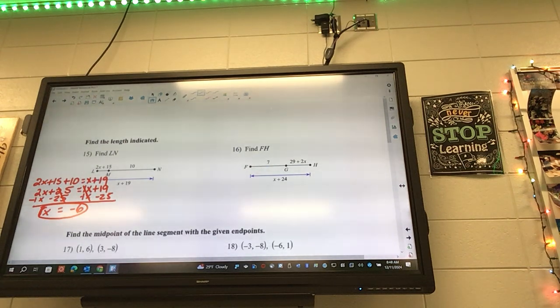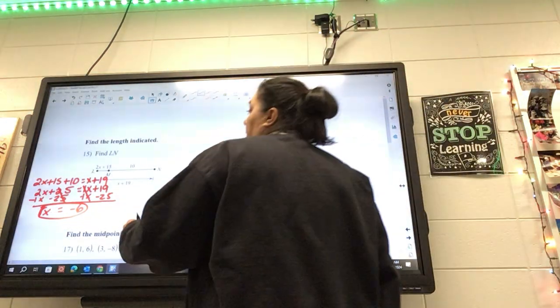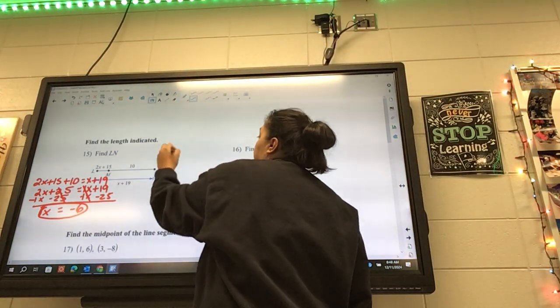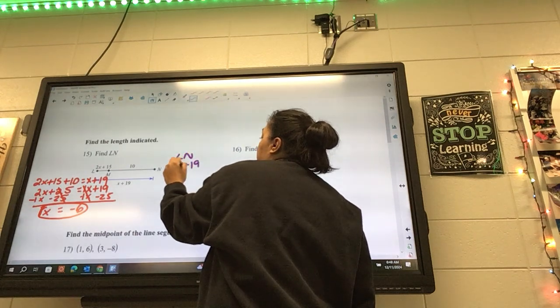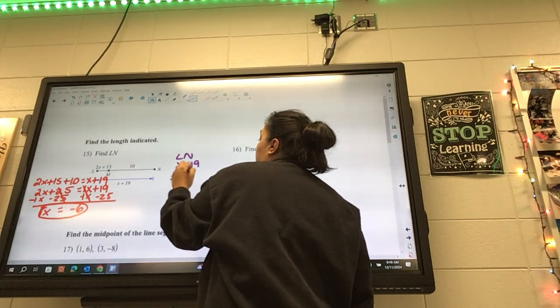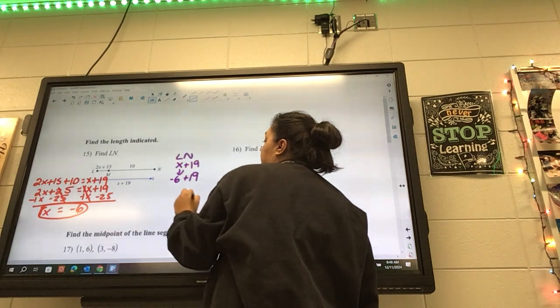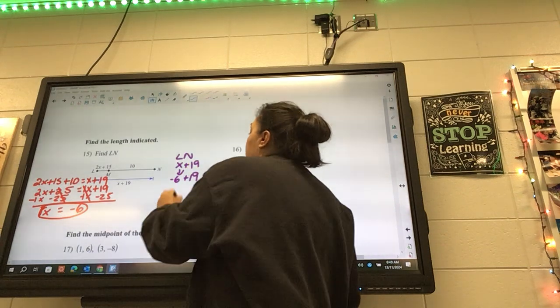So take a second, look at your picture. Which one is LN? Is that the little one or the big one? The big one. And what does the big one say? x plus 19. So it's really going to be negative 6 plus 19. So LN is x plus 19. I'm just writing this out the long way, but negative 6 plus 19 is what? 13.